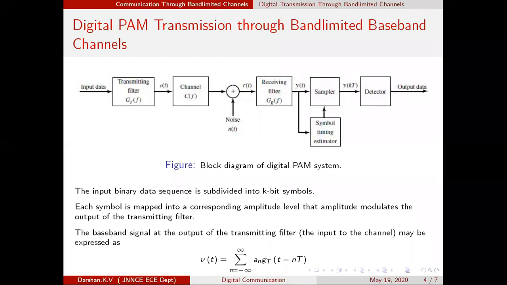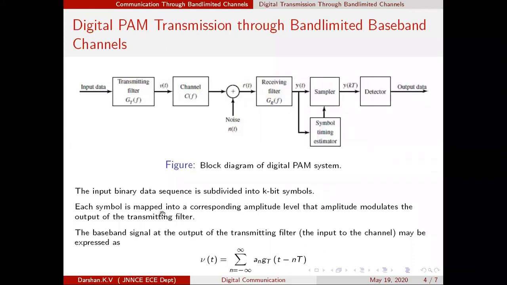Now, that's what has been written. The input binary data sequence is subdivided into k-bit symbols, meaning you are working with symbols whose width is k. K may be 2 bit, 3 bit, 4 bit, 8 bit, 16 bit. So the total number of symbols you can calculate: 2 power k symbols are possible.